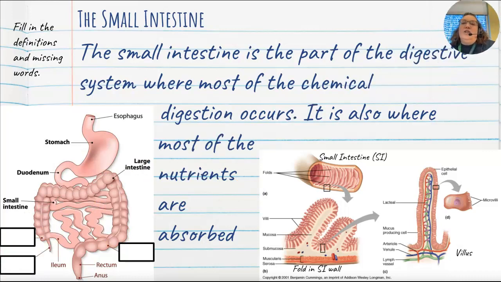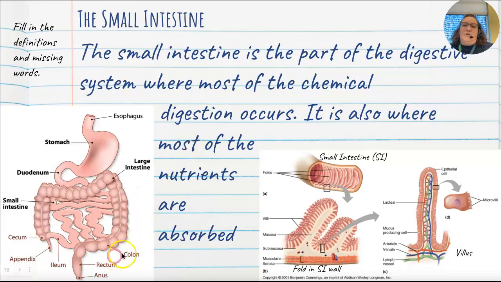Then you've got your small intestine. So the small intestine is where most of the chemical digestion happens. So the enzymes are breaking stuff down and you're absorbing them into your bloodstream. It's where most of the nutrients get absorbed. And you can see over here, this is sort of an example showing some of the parts of your digestive system. So let's go back.